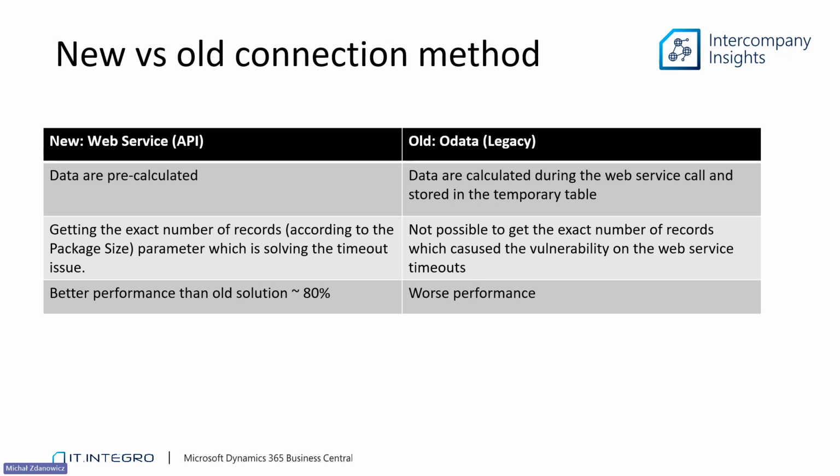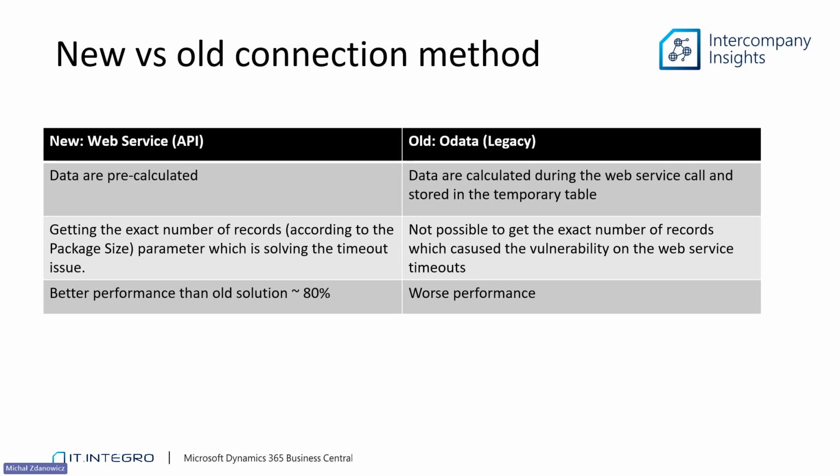The second, also equally important in my opinion, is that with the new web service API connection method, you can get the exact number of records. We have introduced in the ICI setup the field called package size, where you can decide how many records in a single web service call should be downloaded. And this parameter actually solves the timeout issue, which used to happen when you had a lot of items, a lot of inventory data for some installations.